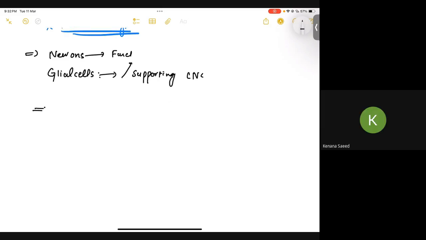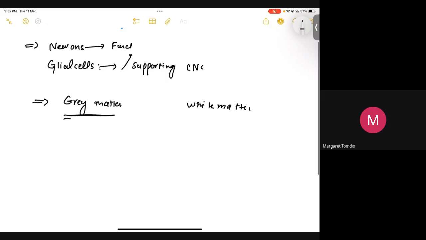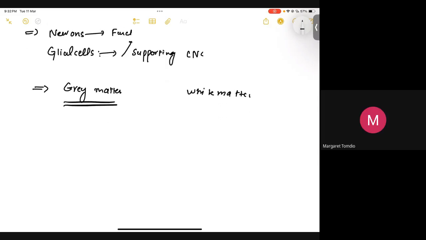We'll be discussing a term known as gray matter, and white matter, right? So what is gray matter basically? Simply, we know the structure of a neuron. A neuron has a cell body, and a neuron has an axon as well, right? So this information basically comes to axons. You have your dendrites as well.